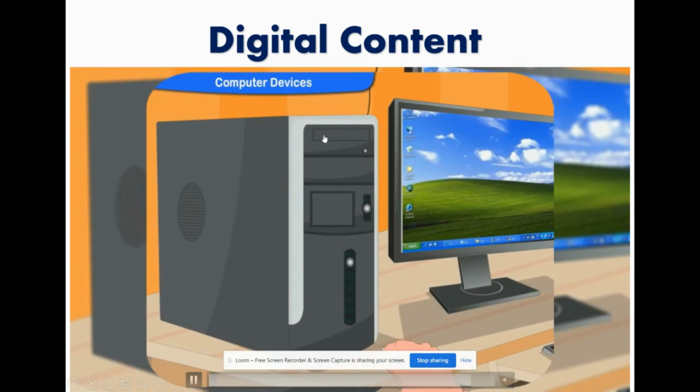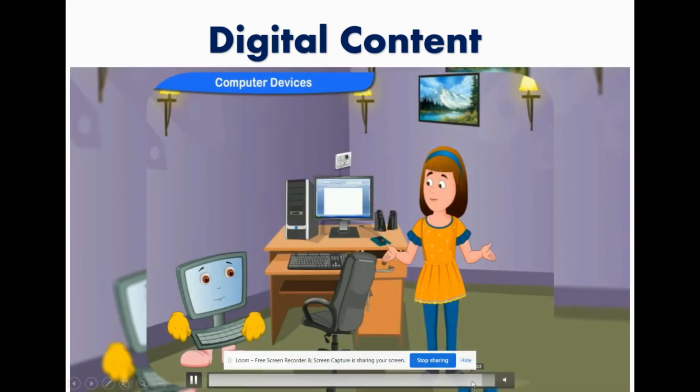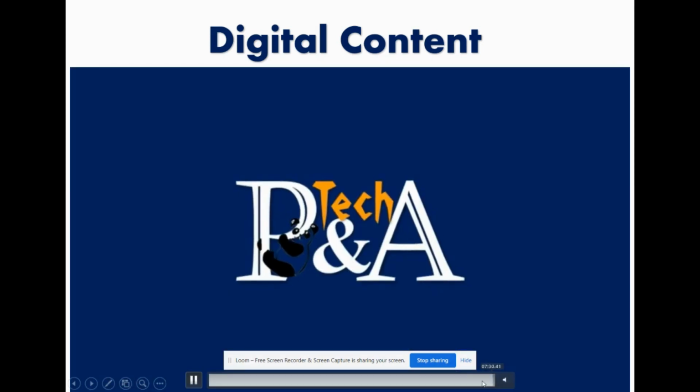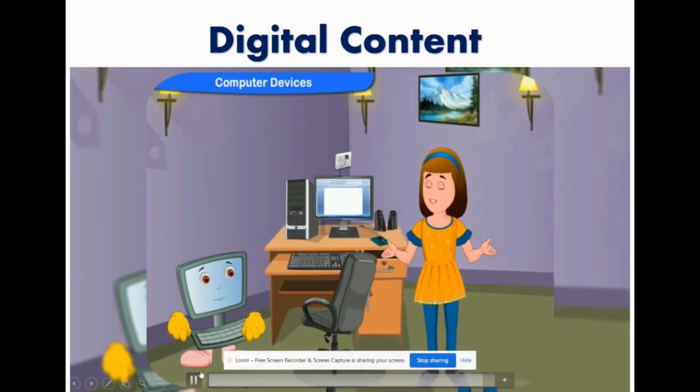Now you can see I am using the pen drive, putting it in the USB port to play the music. So I am using the pen drive. After this I will move to the question round.